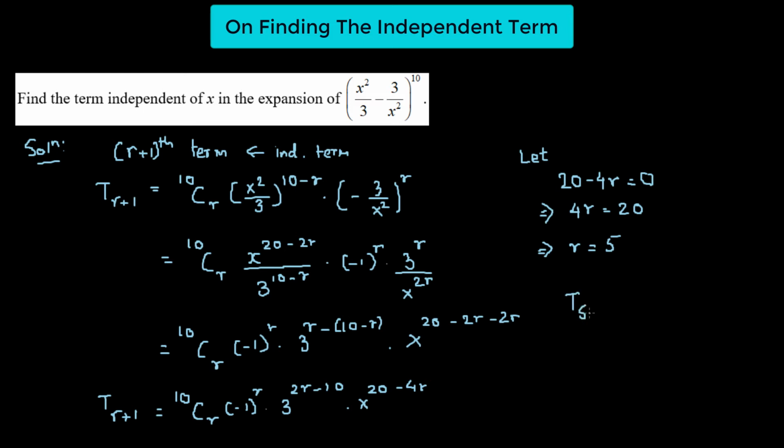So that would give us t5 plus 1 equal to 10c5 times negative 1 raised to the power 5 times 3 raised to the power, so 2 times 5 is 10, 10 minus 10 gives us 0, times x raised to the power 0. So the final answer would be negative 10c5. We can find out the value of 10c5 using a calculator, and the value is 252. So we have the sixth term, and the value of the sixth term is negative 252, and it is independent of x. So that's the answer.